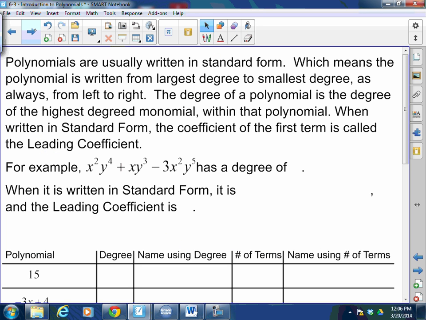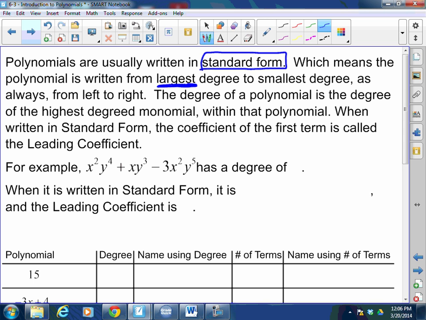Okay, let's do it. Now, please pay attention. This is the part that gets a lot of people. But I know you are going to understand this. Polynomials are usually written in what is called standard form. Standard form means that the polynomial is written from largest degree to smallest degree. So you have to rearrange polynomials so that you write them where the largest degree is first, and you go in descending order to the lowest degree being last.